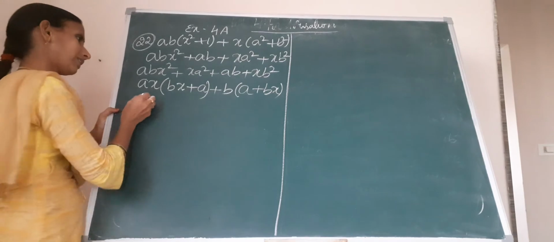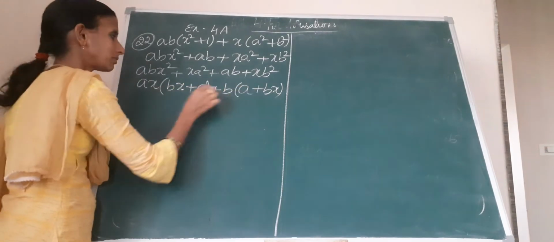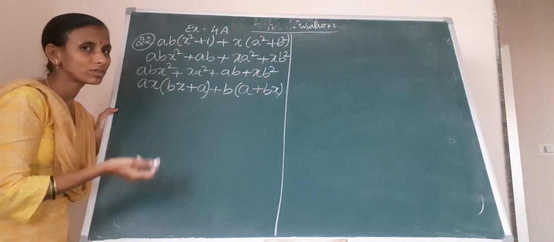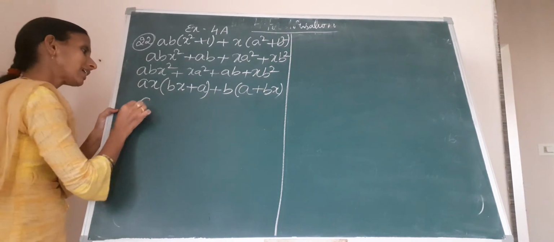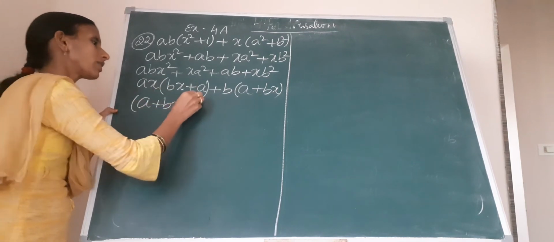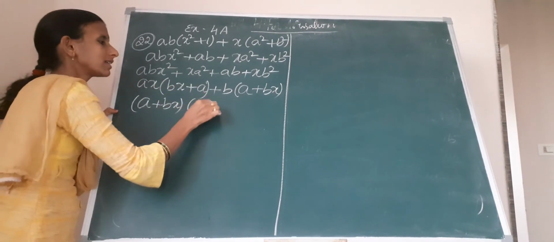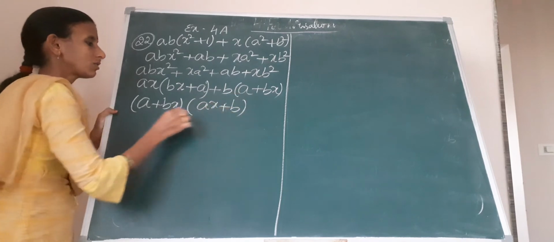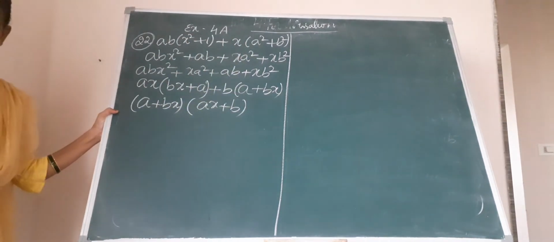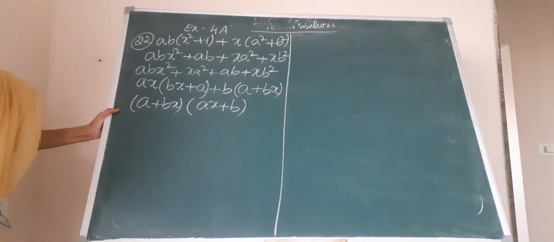Okay. So in these two terms, a plus bx is common in both the terms. So I am taking it as a plus bx. Okay. Now what is remaining? ax plus b. So these are the factors of this expression. Okay. Next.